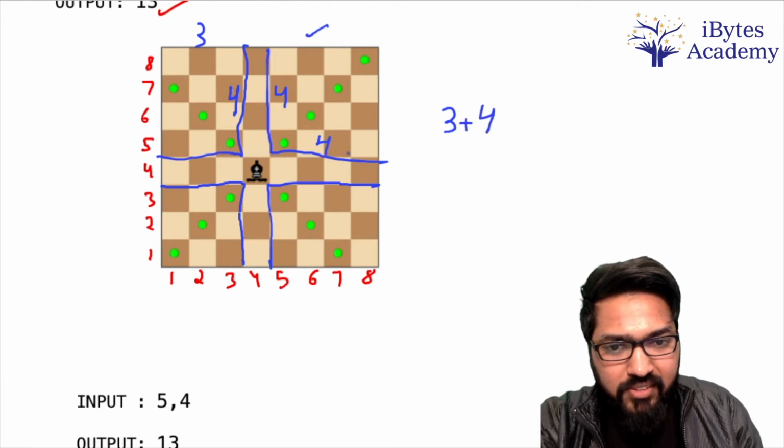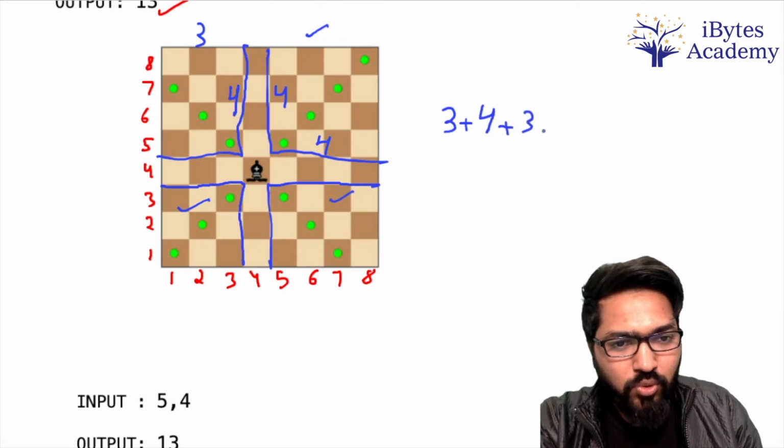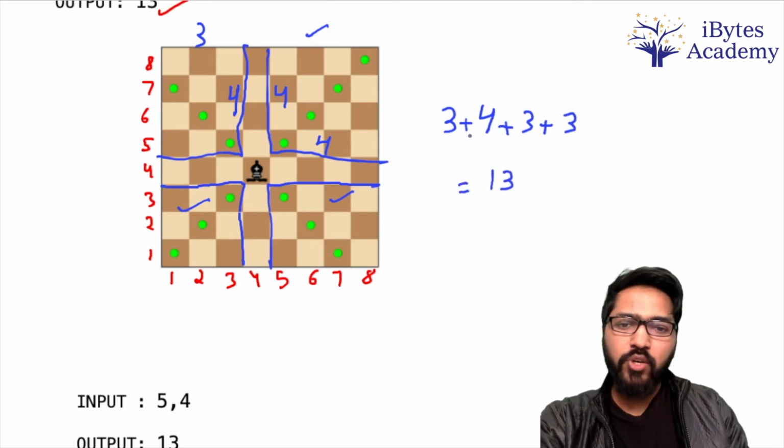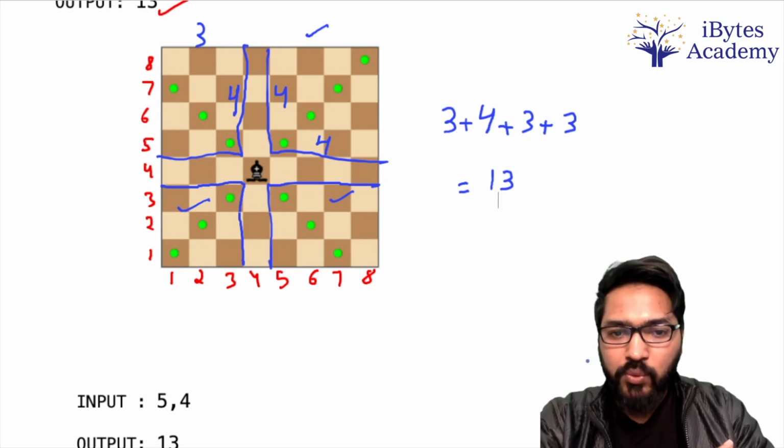So I'll just add this up. In this one it is 3 comma 3, so the minimum is 3. And in this one 3 comma 4, so the minimum is 3 again. So we are going to get 13 as our output. Okay, so this is how we can go about it.